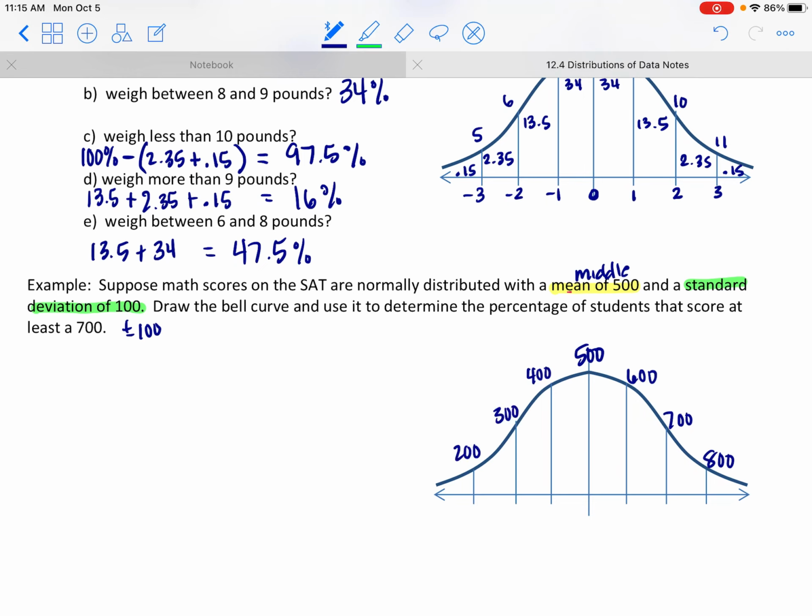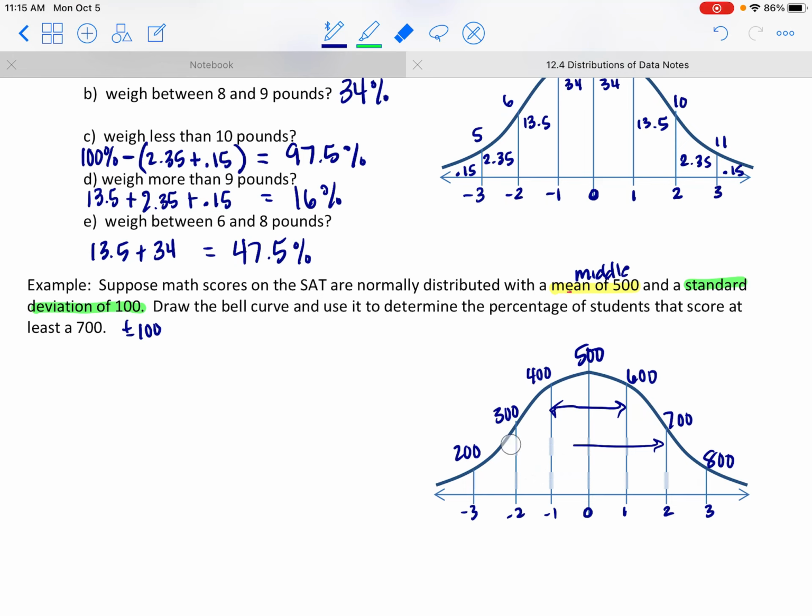Okay, so this was adding the standard deviation once, adding it twice, adding it 3 times. This was the mean, so we didn't add or subtract the standard deviation. This is subtract it once, subtract it twice, subtract it 3 times. And according to the empirical rule, 68% are going to be scoring between a 400 and 600, 95% scoring between a 300 and 700, and 99.7, just about everybody scores between a 200 and 800.